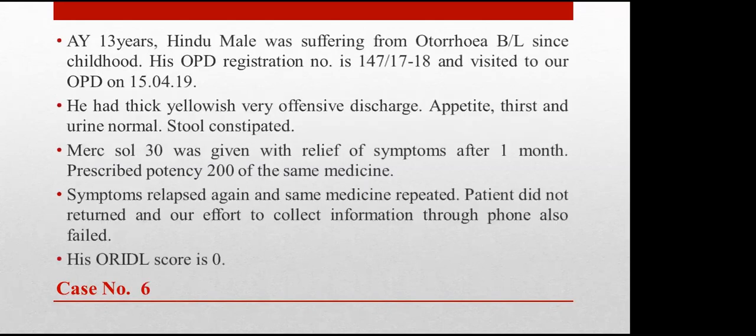This is case number 6. Patient had thick yellowish, very offensive discharge. Appetite, thirst, and urine were normal. Stool constipated. Mercurius sol 30 was given with relief of symptoms after 1 month. Prescribed potency 200 of the same medicine.